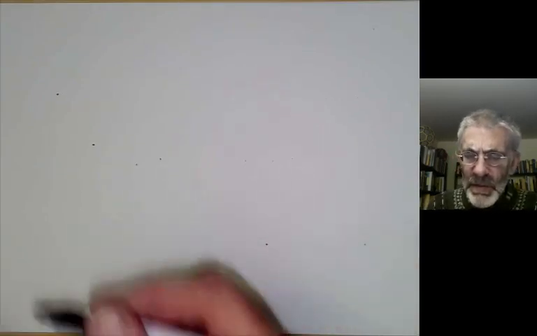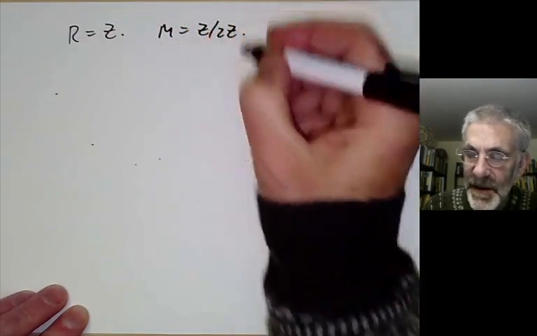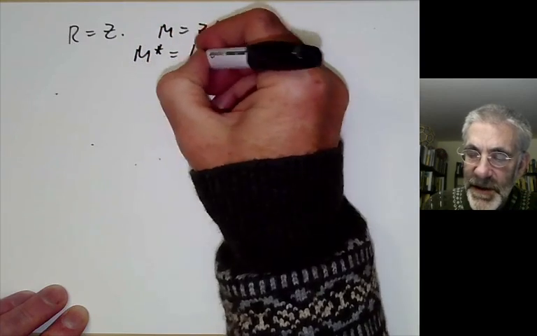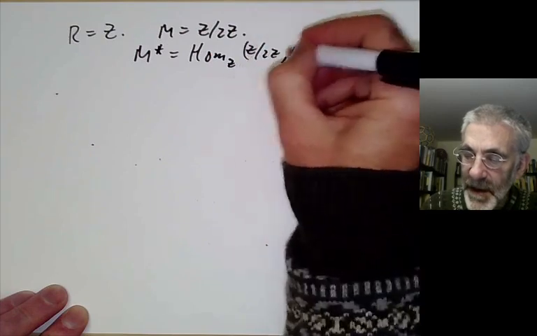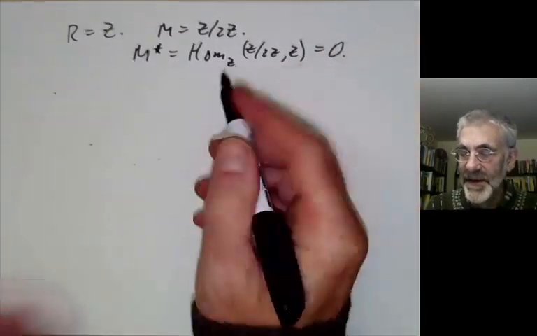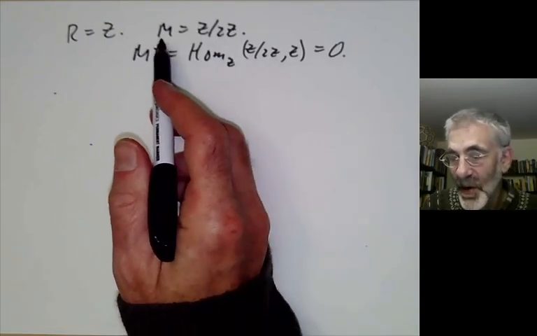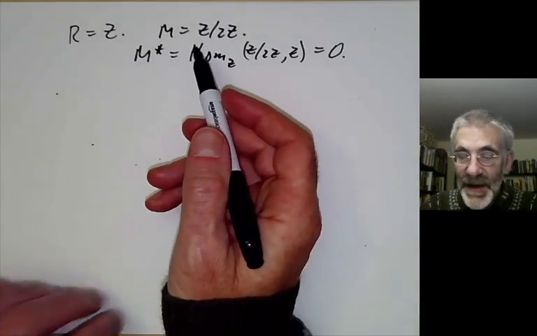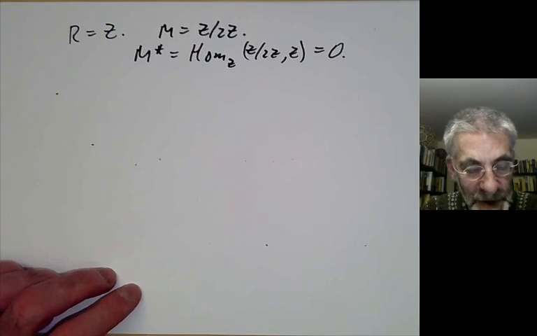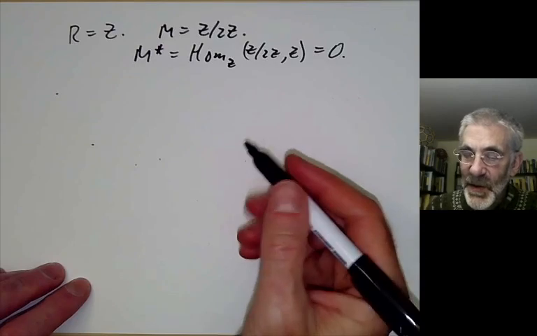What about non-projective modules? Well, let's take our ring to be the integers, and let's take our module M to be Z over 2Z. Well, then M dual is Hom over Z from Z over 2Z to Z, which is just 0. And this is a total failure if you're trying to find a nice duality theorem, because you don't want the dual of a non-zero module to be 0. So duality doesn't seem to work for non-projective modules. Well, actually it does, but you have to change things around a bit.